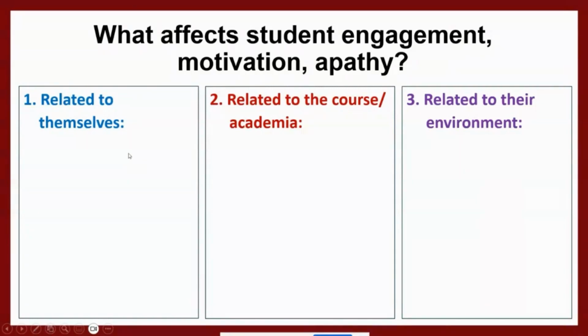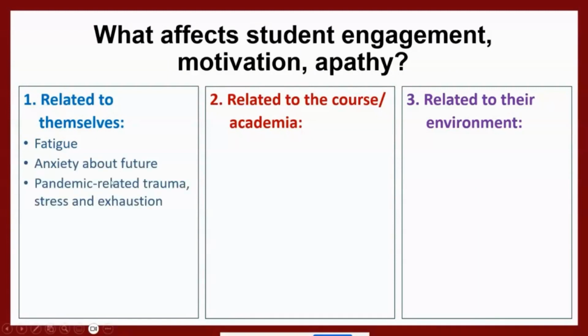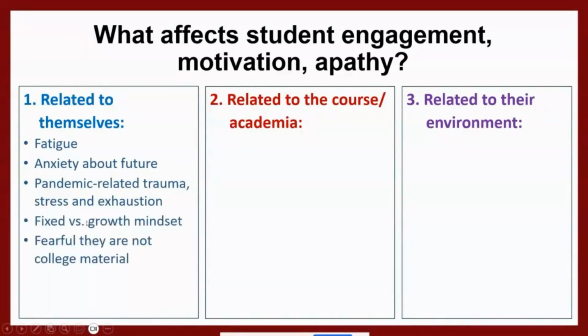Y'all touched on some really big ones here. So just exhausted. I know that I'm exhausted. I know my students are. Anxiety about the future, pandemic related trauma, stress, fixed versus growth mindset. Can't do it, so I'm not going to even try. They're not college material, perhaps. And then extrinsic pressures. Again, y'all mentioned this, your family, your job, things that are controlling whether or not you are able to do what you need to do.